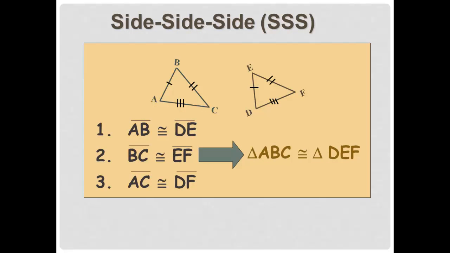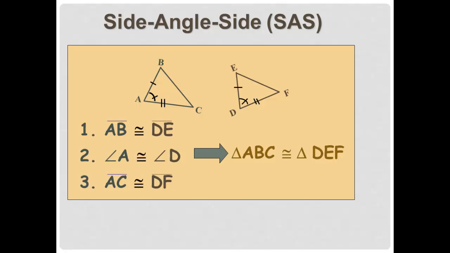The first is side, side, side. It says that if in two triangles, 3 sides of one are congruent to 3 sides of the other, then the triangles are congruent. The next is side angle side.